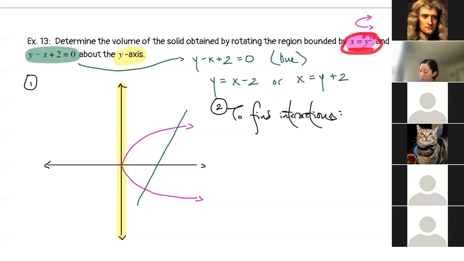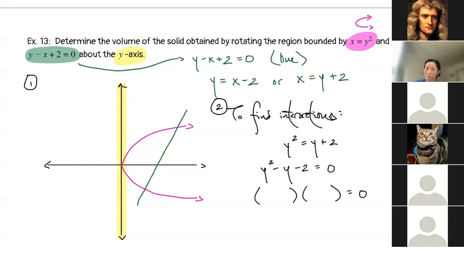So I'm going to take this pink equation and this version of the green equation. They're both equal to x, so I'm going to set them equal to each other. And so I'm going to get y squared equals y plus 2. If we're trying to set this equal to 0, y squared minus y minus 2 equals 0. All right, this looks manageable. What does this factor into? Yeah, so y minus 2, y plus 1.